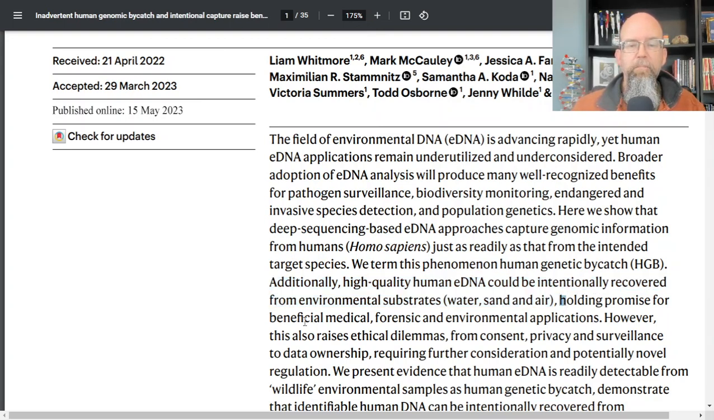Holding promise for beneficial medical, forensic, and environmental applications. They have a chart in this paper, which I'm going to show you, which is like, here's a list of things that are going to be positive benefits of this technology.